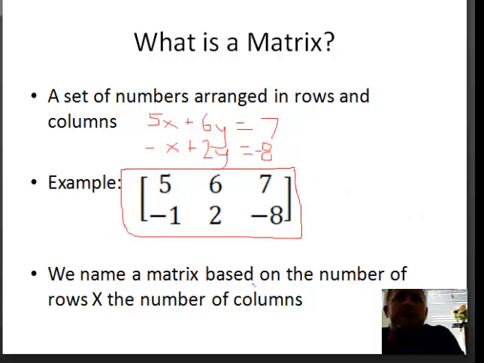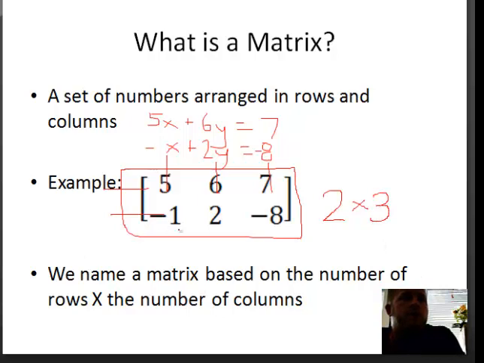Okay, the name of this matrix is going to be based off the number of rows and number of columns that are in there. In this one, you have 2 rows and you have 3 columns. So this would be a 2 by 3 matrix.